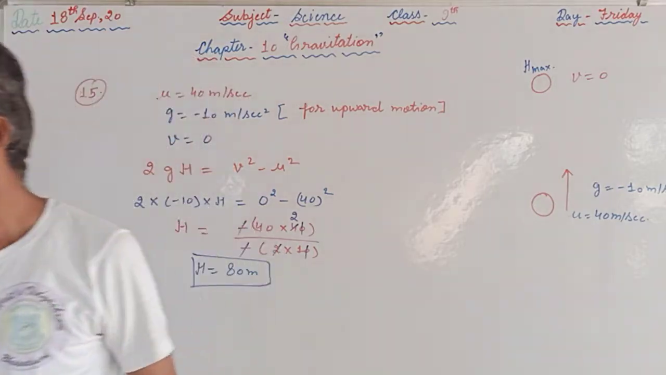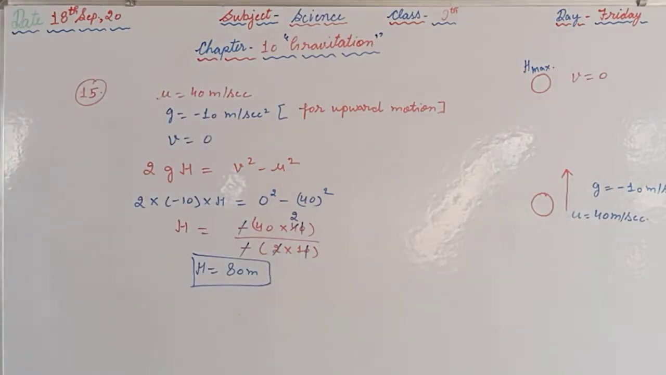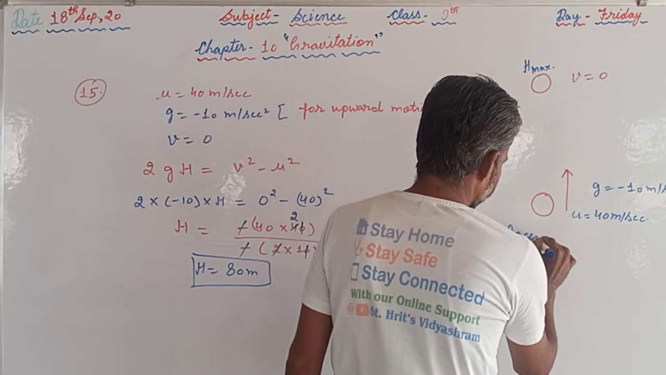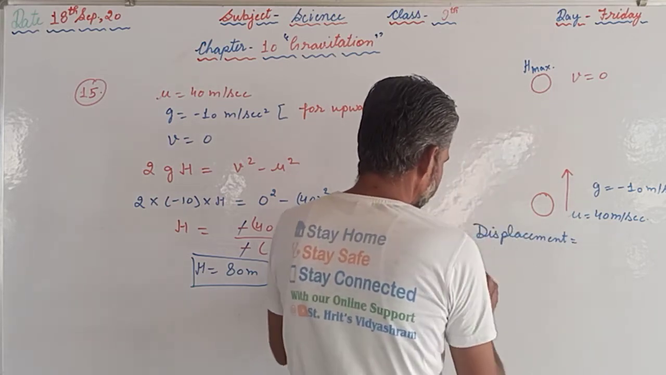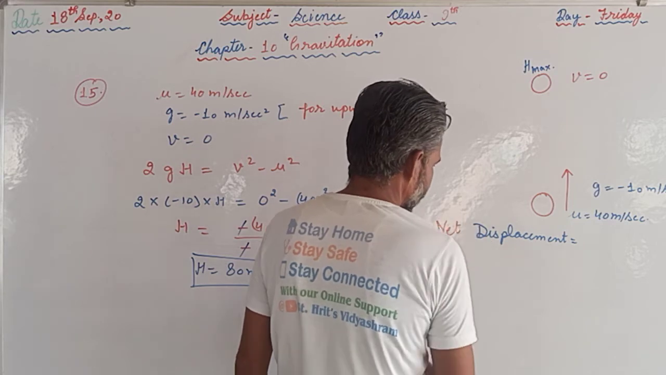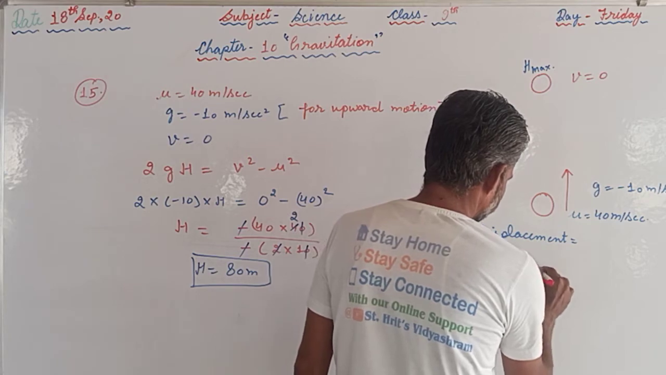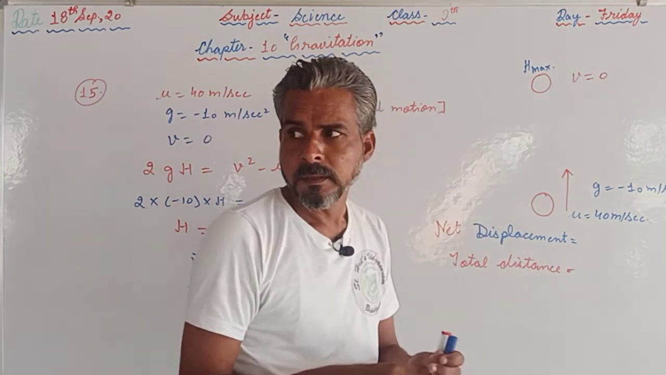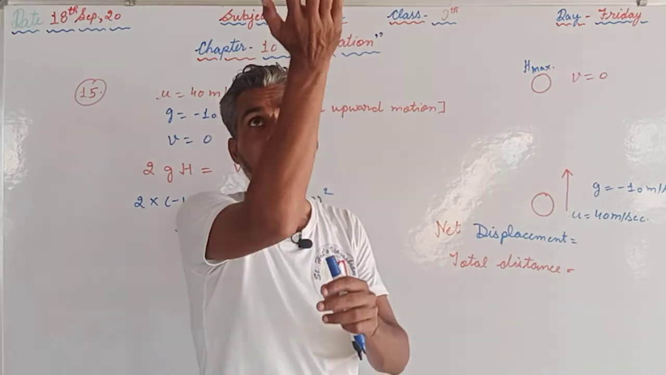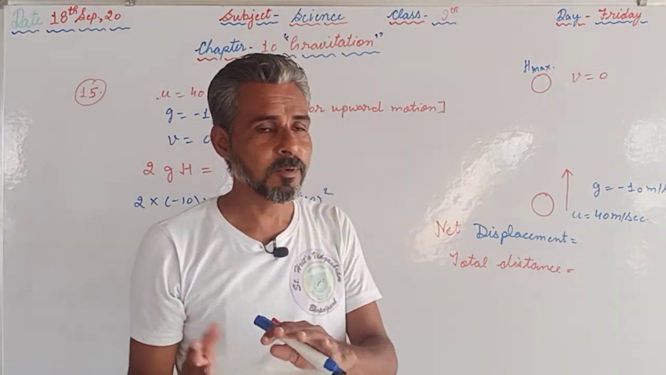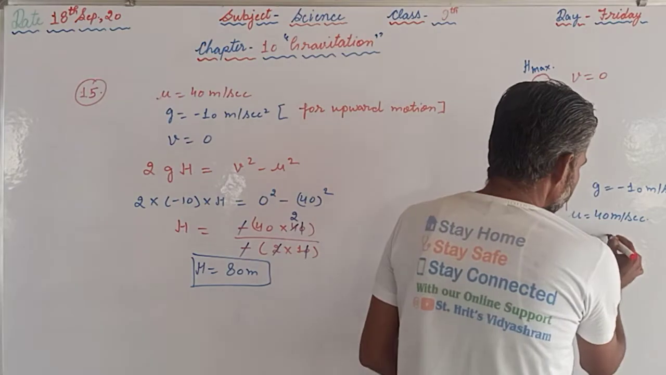So the second part is also given there. First one is find the maximum height reached by the stone. What is the net displacement and the total distance covered by the stone? So here we have to find the net displacement and total distance. The stone was thrown from here, and after reaching the height of 80 meters it will come back to the same position, means the initial point and the final point is the same. So there will be 0 displacement.